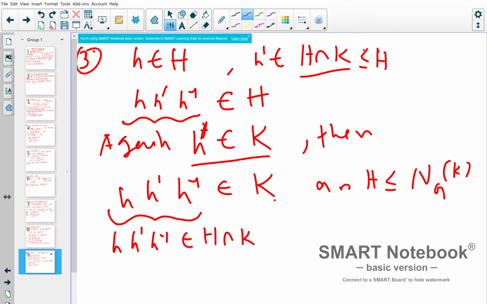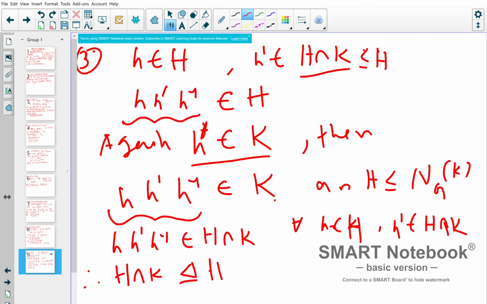And this is arbitrary. This is for all h belongs to H, and h dash belongs to H intersection K, for all such elements. So thus, what we just proved is that H intersection K is a normal subgroup of H. It's not only a subgroup of H; it's a normal subgroup of H, right? So this is so far so good.